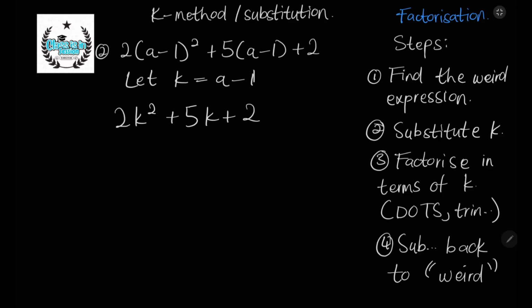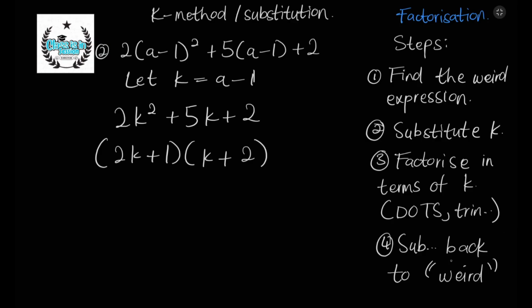Okay, now we have 2k squared plus 5k plus 2. How do you factorize this again? Remember, it's a trinomial, but in this case, our coefficient isn't 1, it's 2. And remember, this one requires a different step compared to if it were 1. So factorize this, pause the video, and your final answer should be (2k plus 1) times (k plus 2). We substituted k and factorized using the trinomial formula.